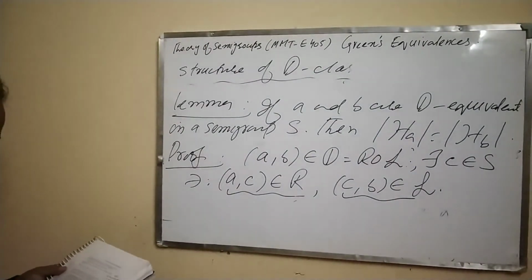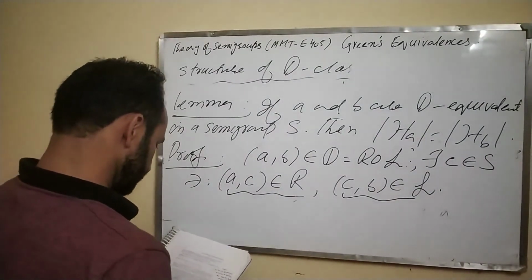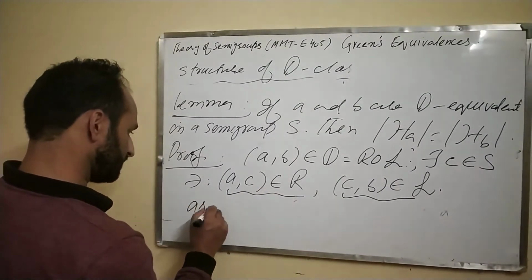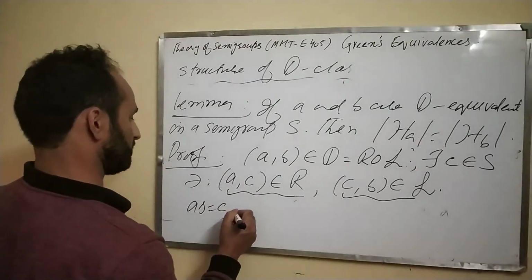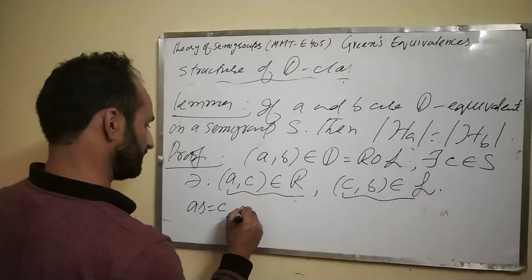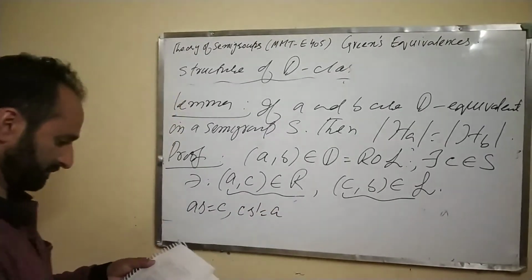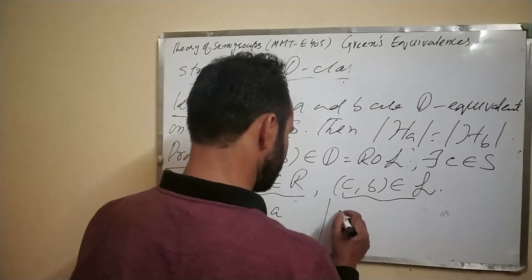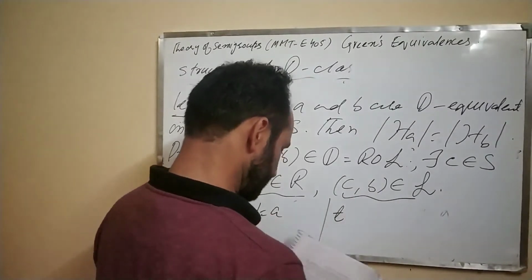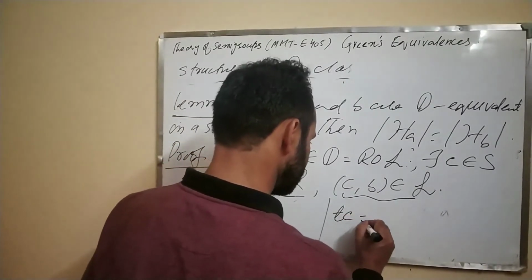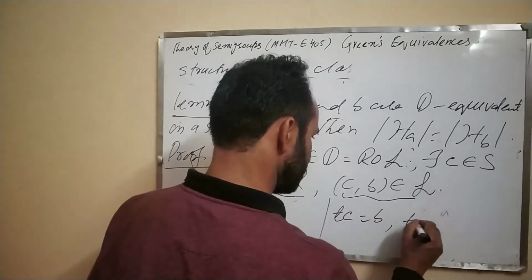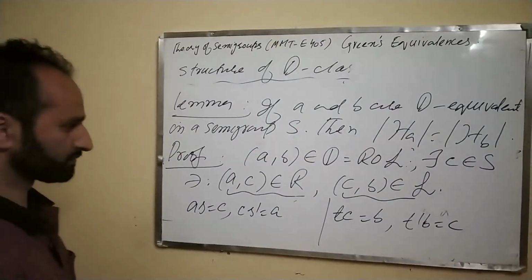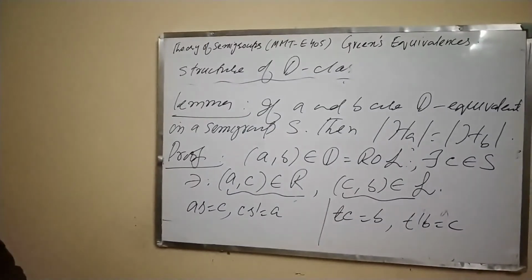Right translation first. Okay, so A and C, they are R related, means that AS is equal to C and C S dash is equal to A. And for this, it's left means the element should be left. T times C is equal to B and T dash times B is equal to C. So this is it.